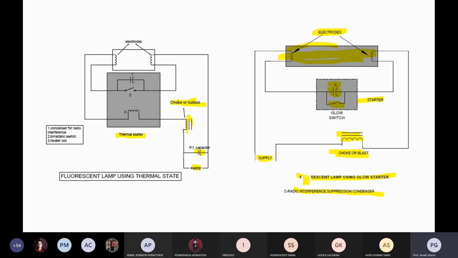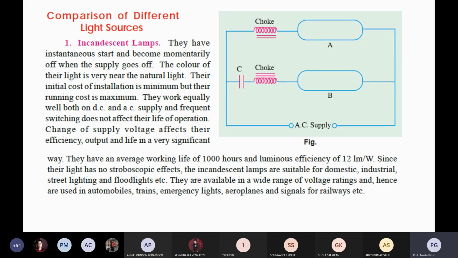So, tungsten and fluorescent lamps and their applications. I think all of you will understand. There is a basic comparison between the different light sources. You know the configurations. The comparison is given for the incandescent lamp: they have an instantaneous start, and become momentarily off when the supply goes off.